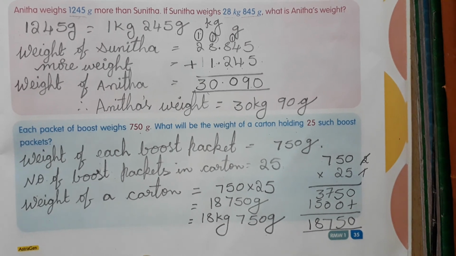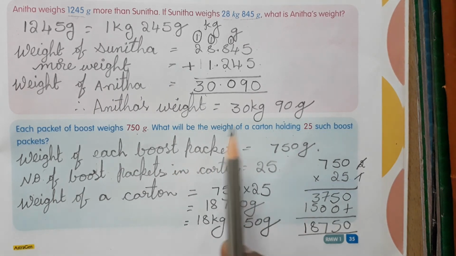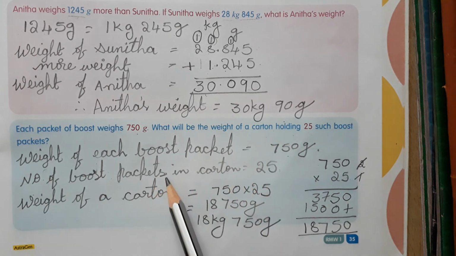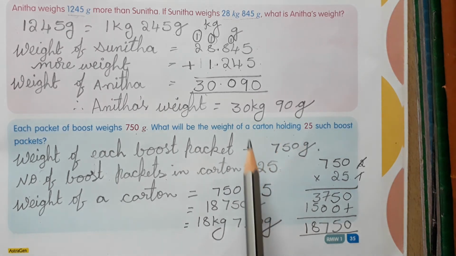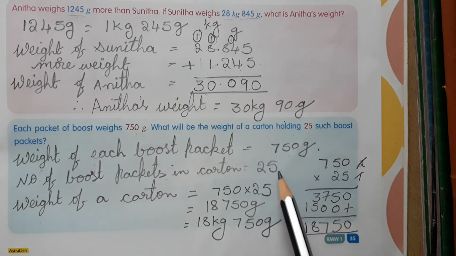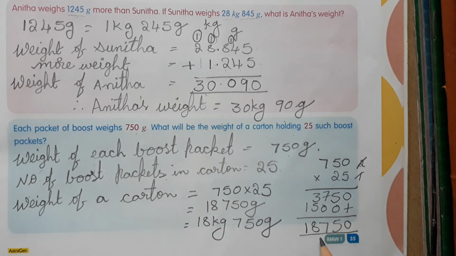Okay children, once again look. Weight of each Boost packet is 750 grams. And there are 25 packets in a carton. Now we have to find out the weight of that carton. If we multiply 25 and 750, then we will get the answer. So 750 into 25, then we will get 18,750 as the answer. So 18,000 means 18 kg, 750 grams.